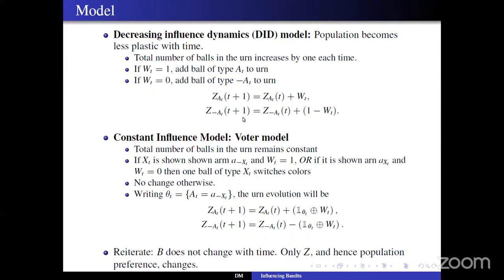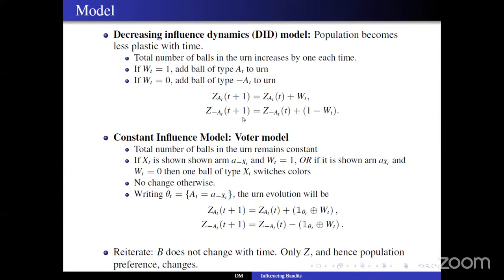And I reiterate that the B does not change. What is changing is the population's preferences. It's always true that people who like Mac will buy Mac. But the number of people who like Mac will keep changing. The number of people who like PC will keep changing. Okay, that's the model.